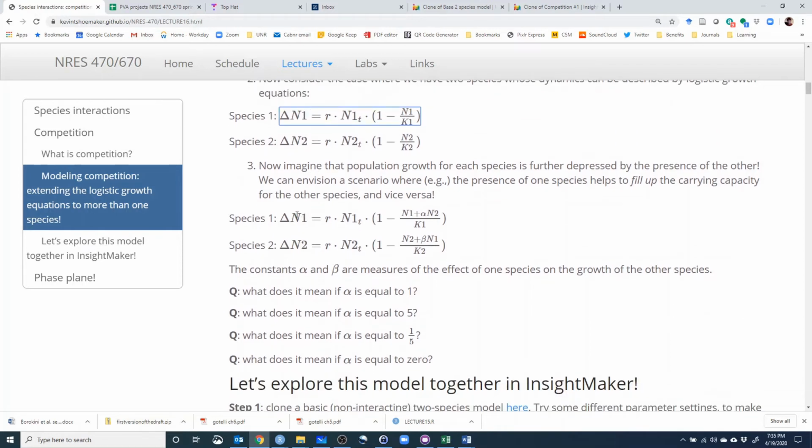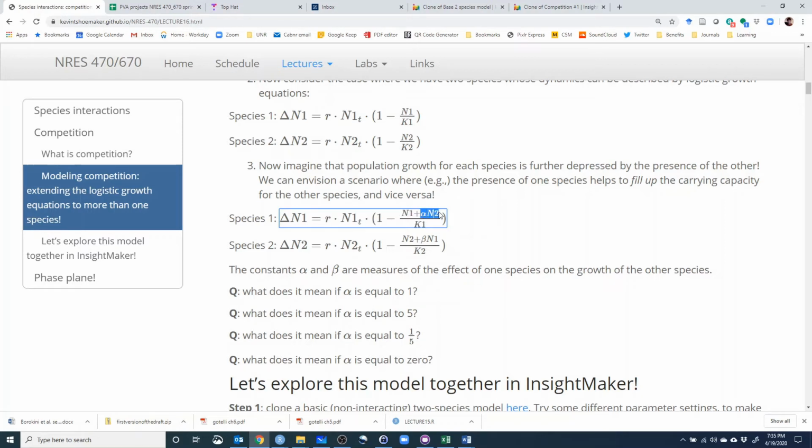You'll see a lot of similarities with the standard logistic growth model. The change in abundance for species 1 is equal to the R max for species 1 times the abundance of species 1 at time t times 1 minus, and if this was the basic logistic growth equation, it would be 1 minus N1 over K1. But instead, we modify it. We say 1 minus N1 plus alpha N2 divided by K1.